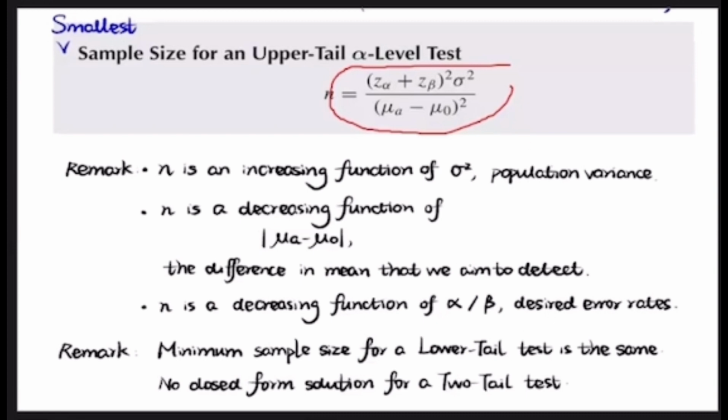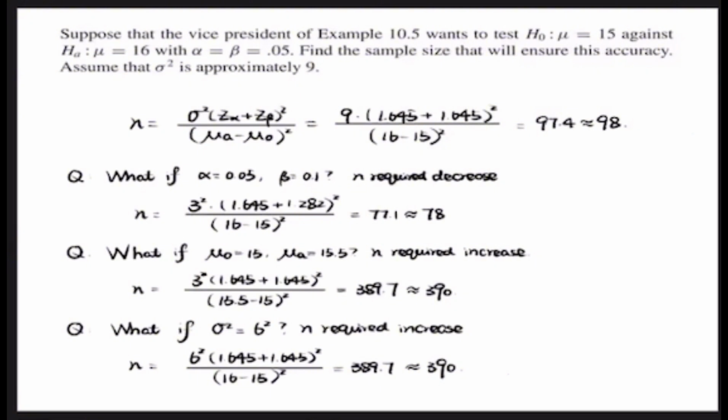Now, can we put this formula to test? We want to figure out the sample size given type 1 and type 2 error. Suppose that the vice president, in the example that we did before, has mu equal to 15 for the null hypothesis and 16 for the alternative, and we set our type 1 error rate and type 2 error rate to be 0.05. Then we want to figure out the sample size that will ensure that accuracy.